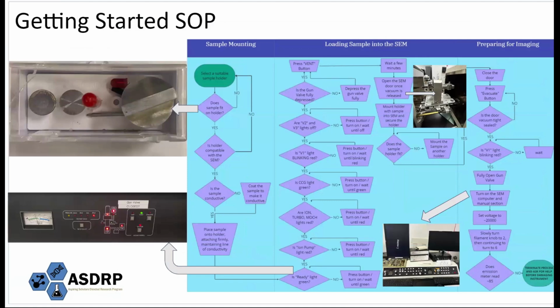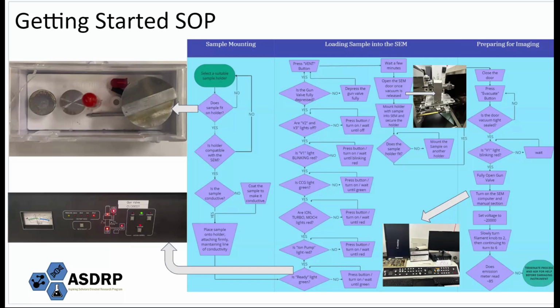Next, we broke up our master flowchart into more detailed flowcharts. First is the flowchart of getting started with the SEM. The first swim lane describes mounting the sample, as you want to pick a suitable sample. The top left photo is ASDRP's current choices regarding sample holders.